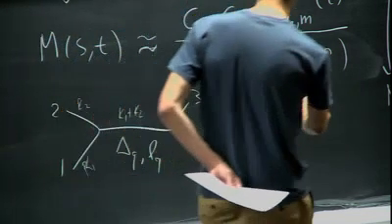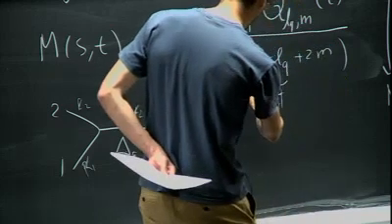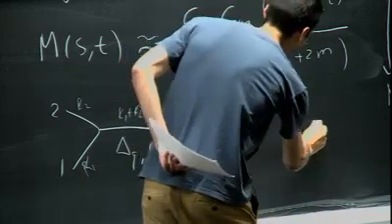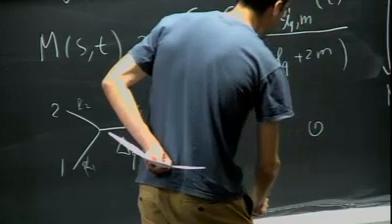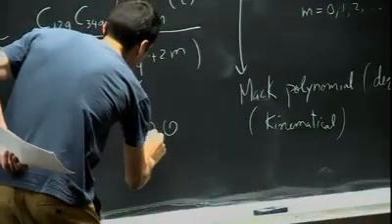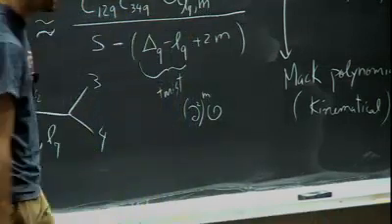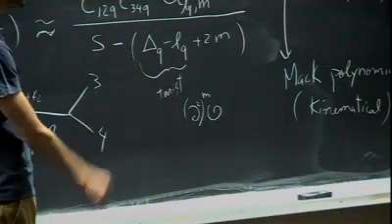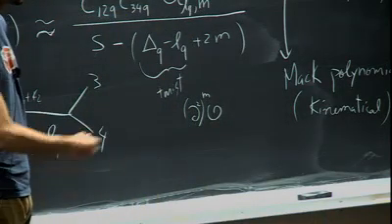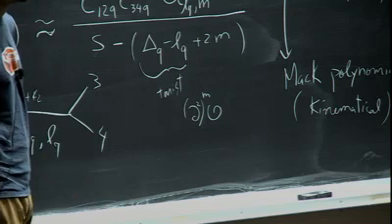Sure. So this is a descendant. So suppose I have my primary. And now I just act with del square to the m. That increases the dimension, but does not increase the spin, and increases the dimension by 2. So it increases the twist by 2m.